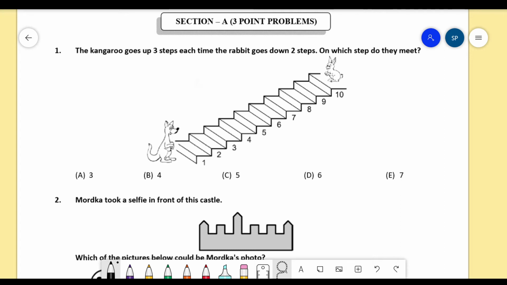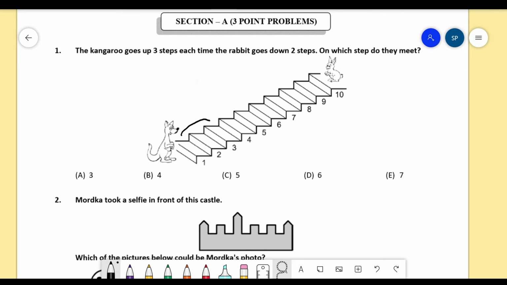1. The kangaroo goes up 3 steps each time. The rabbit goes down 2 steps. On which step do they meet? Okay, so it is given that the kangaroo goes up 3 steps and the rabbit goes down 2 steps. So with that, we can start.